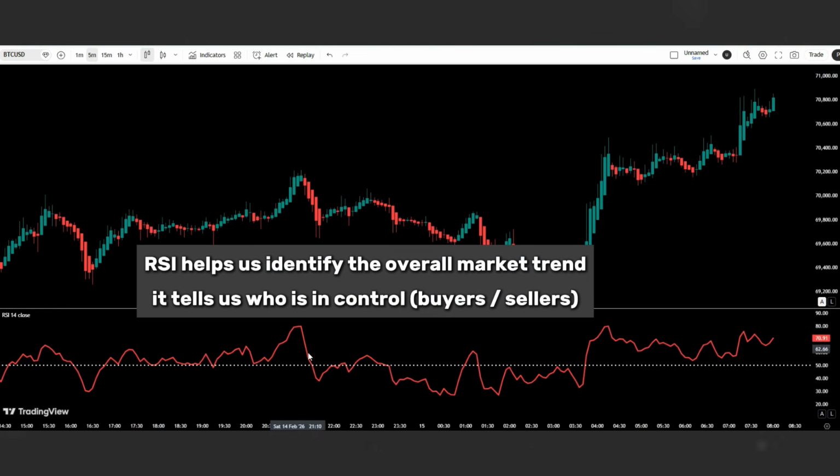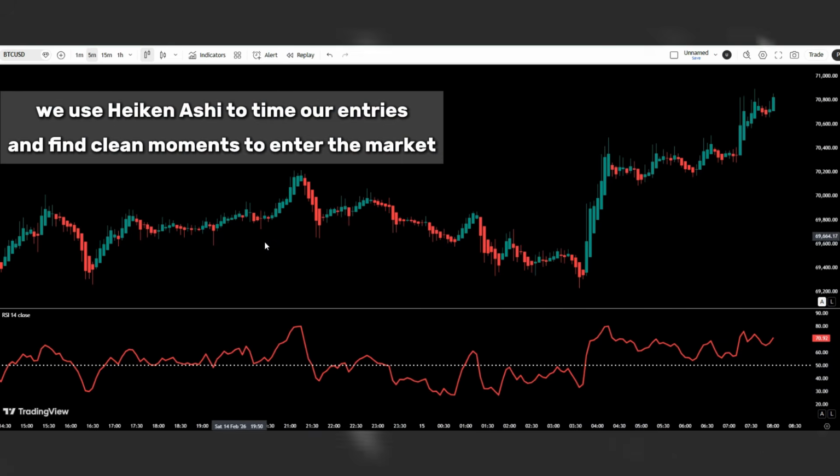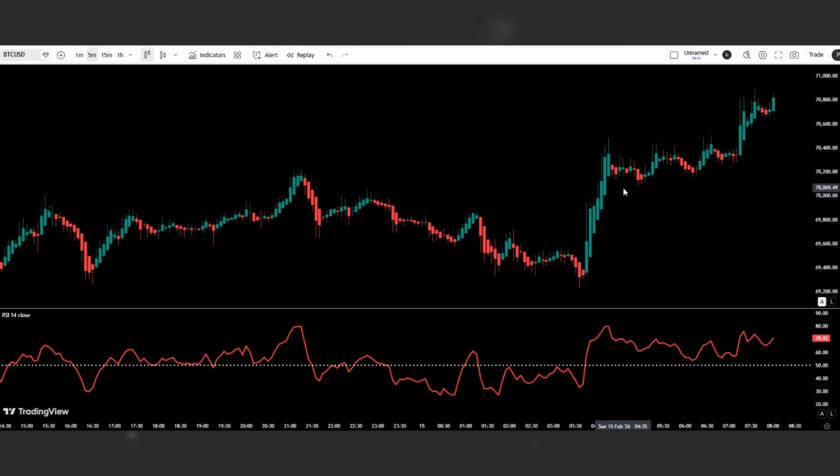First, RSI helps us identify the overall market trend. It tells us who is in control, buyers or sellers. Once we understand the direction of the trend, we use Heiken Ashi to time our entries and find clean moments to enter the market. Together, these two tools create a simple and structured way to scalp with clarity and confidence.